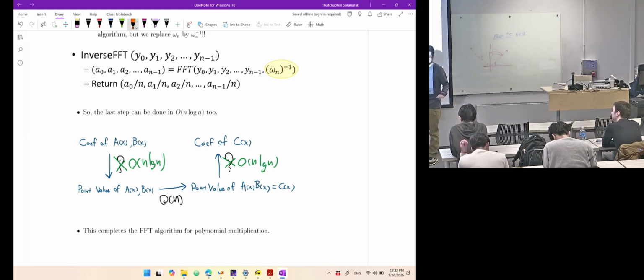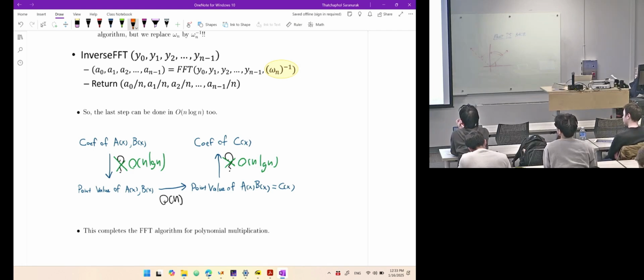Okay. So that basically completes the whole thing. You want to compute A times B. You evaluate at omega to the i for all i, multiply pointwise, and use the same FFT algorithm, except that you replace omega n by omega n inverse, and you're done.